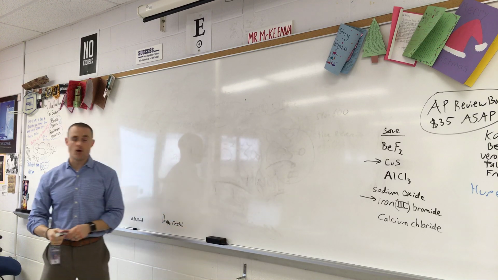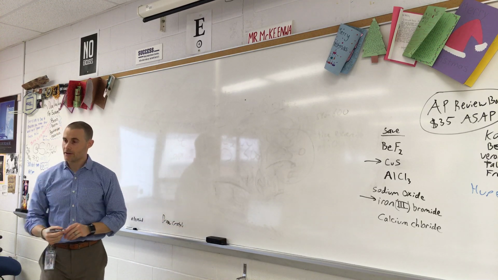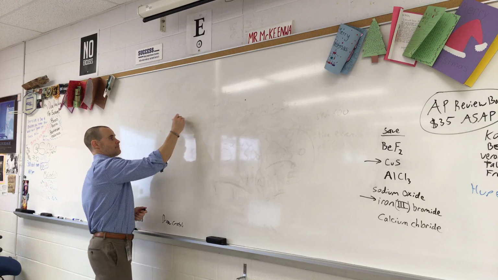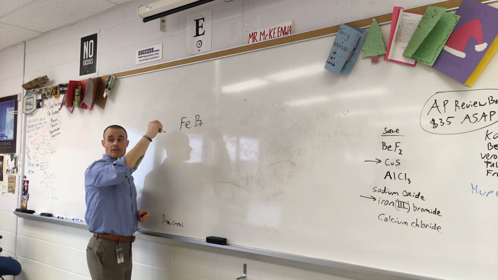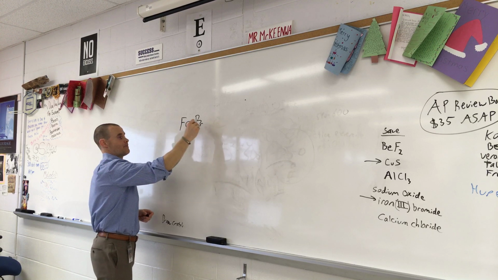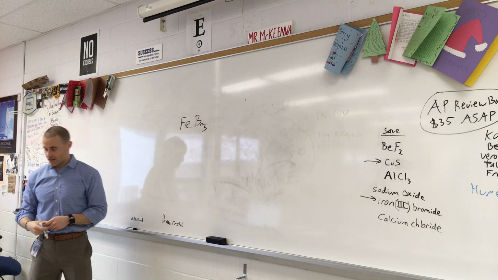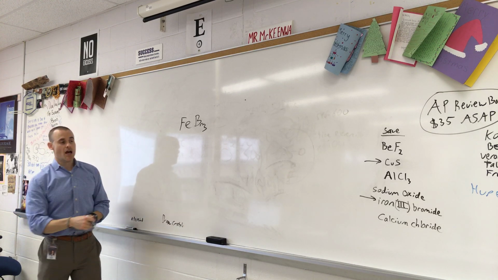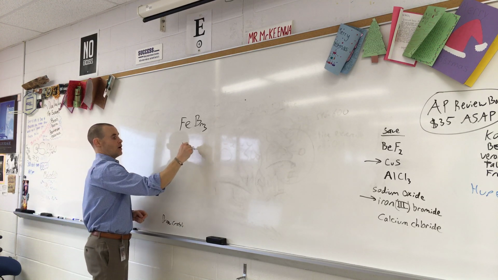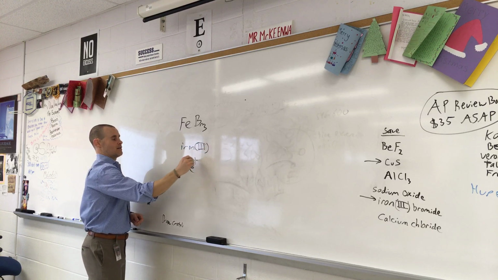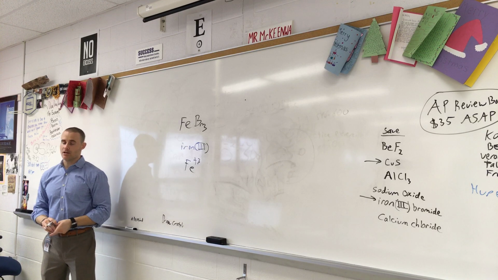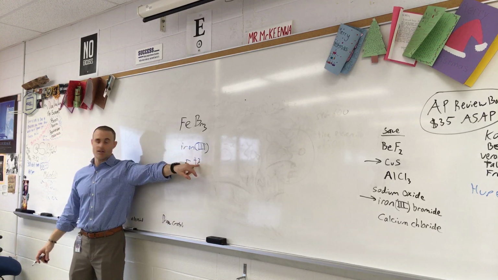Iron 3 bromide. Becky, what do you think? FeBr2. Close. Say loud. 3. 3, yeah. FeBr3 is the answer, and here's why if you were confused. Iron 3, so the first part of the name means this. Iron 3 is Fe +3. The Roman numeral tells me the charge.